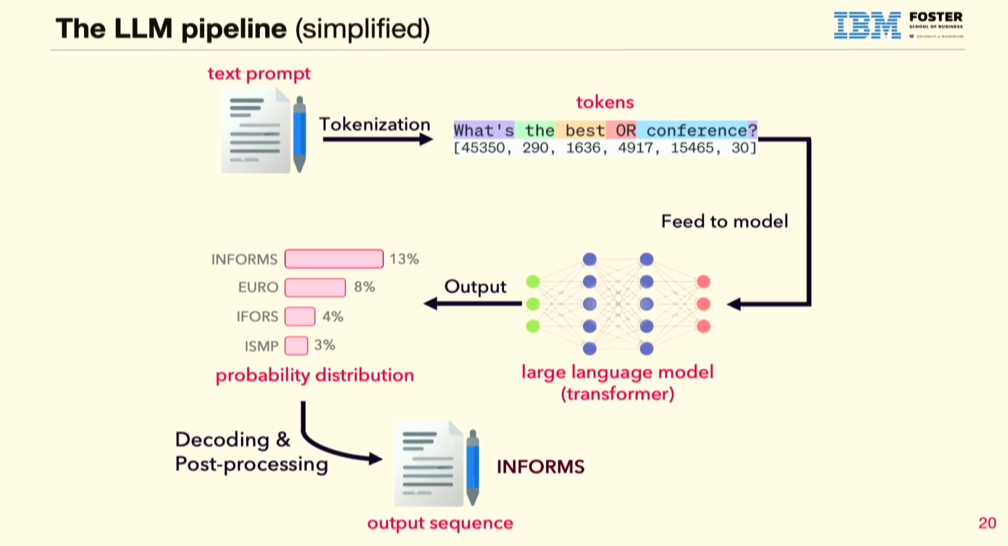Now that you have converted your sequence into a set of numbers, you will do one hot encoding, feed this into the large language model that will give you as an output a probability distribution. So what's the best OR conference? The first choice is, of course, INFORMS. And now we want to decode and give one final answer. There are multiple ways of decoding this, and I'll dive more into this soon.